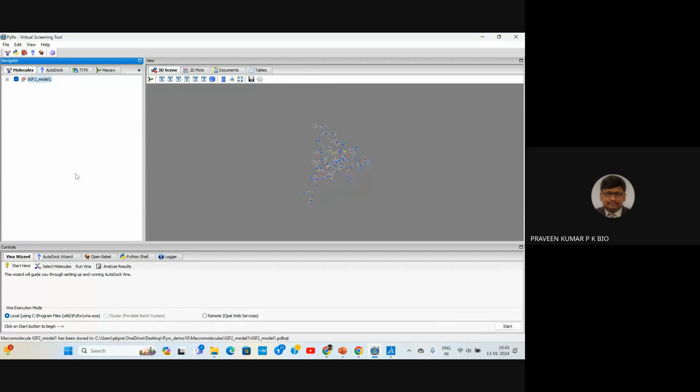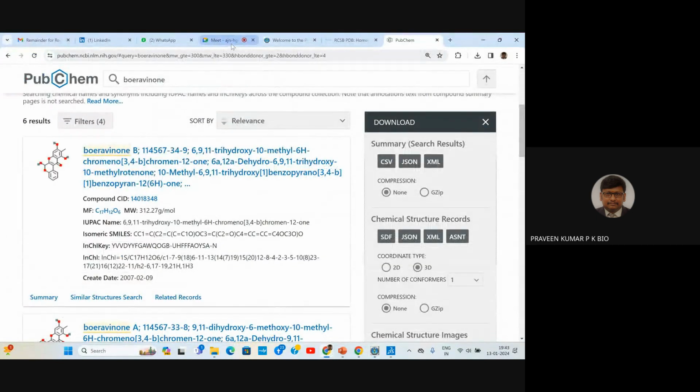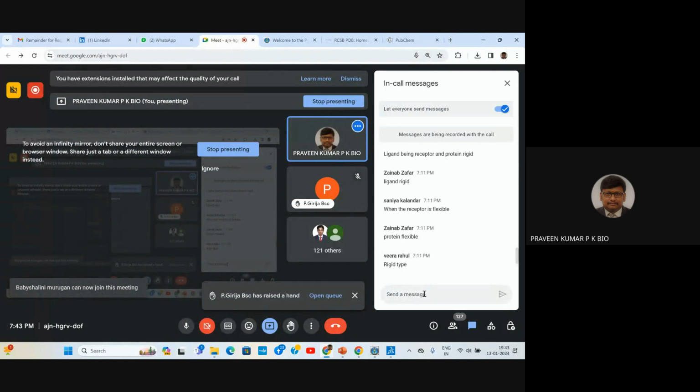Whatever ligand we have downloaded from NCBI PubChem is in what format? Can someone tell me, whatever ligand data set I downloaded from PubChem is in what file format? What file format did we download the ligand in? Remember, I downloaded nearly 5 to 6 query nodes. What is the format of that file?